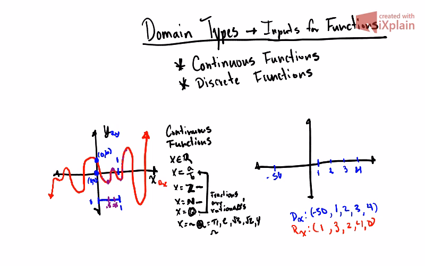If you look very closely, the range, let's do 1, 2, 3, 4, and 0. Basically, at negative 50, I get 1. At 1, I get 3.